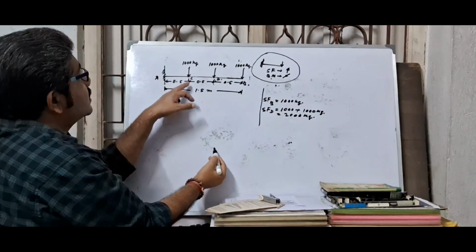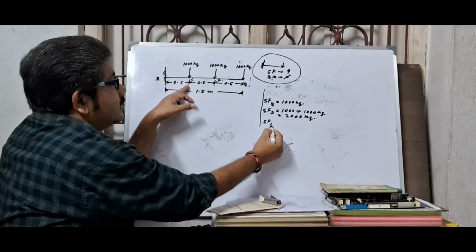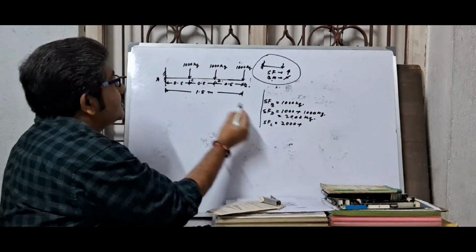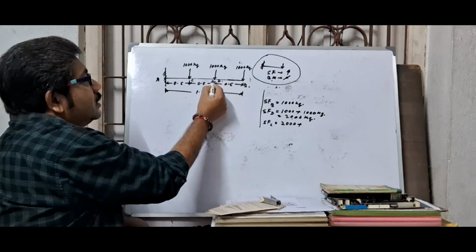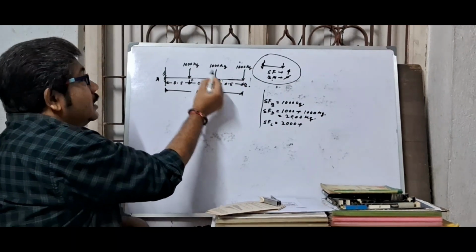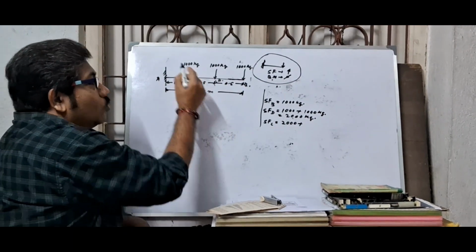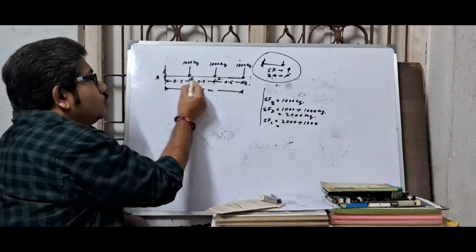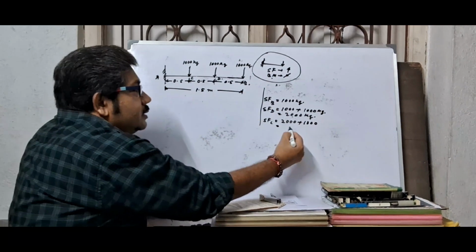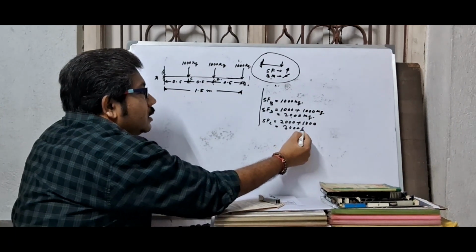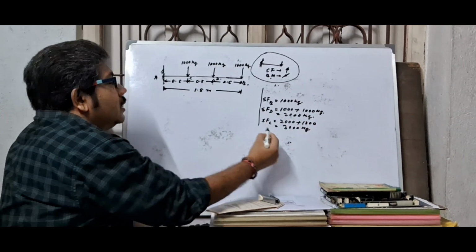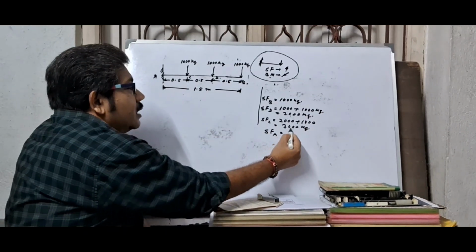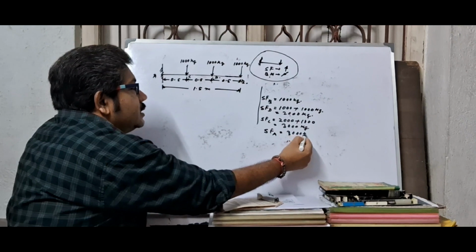Next, shear force at point C. Here this is 2000 kg. That means up to point D, the total load is 2000 kg. Now the next load is 1000 kg at point C. So up to C from the free end, this is 3000 kg. Now shear force at point A. Here this is 3000 kg.